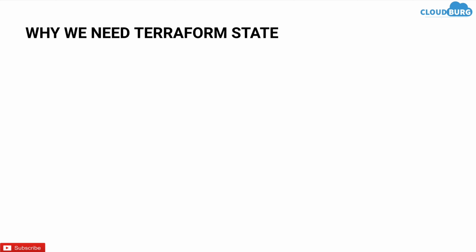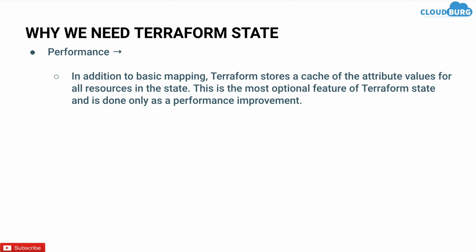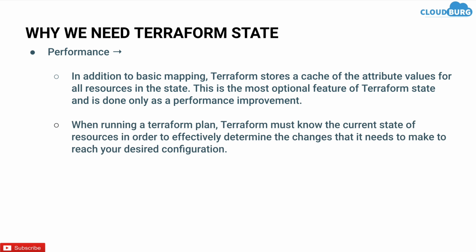Next point is performance. In addition to basic mapping, Terraform stores a cache of attribute values for all the resources in the state. This is a most optional feature of Terraform state and is done only as a performance improvement. When running a Terraform plan, Terraform must know the current state of resources in order to effectively determine the changes that it needs to make to reach your desired configuration.